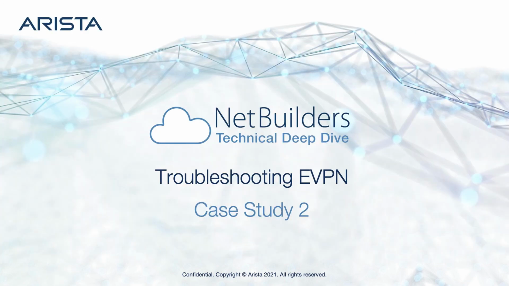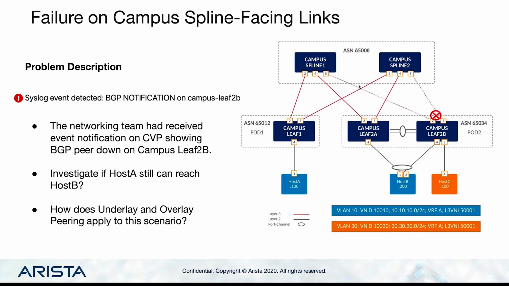Okay, let's go ahead and cover the second case study: failure on campus spine-facing links, and see how the network will react to this event. In this case study, the networking team had received an event notification on CVP indicating BGP peer down on campus leaf 2B. Now we want to investigate if host A can still reach host B and how the network converges from a layer 3 control plane and forwarding perspective.